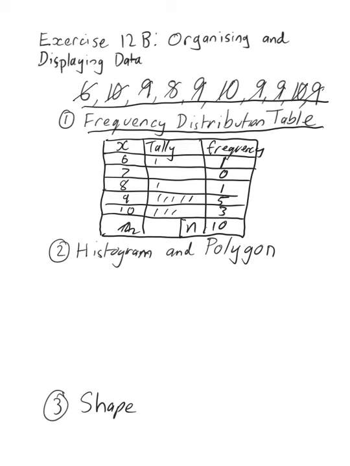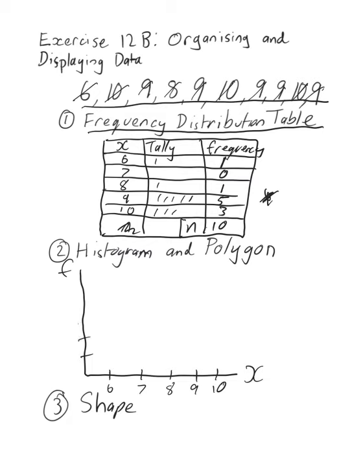Okay, now quite often we want to take this data here and display it as a histogram and a frequency polygon. I've just written the word polygon there, but it's a frequency polygon. Now this is the frequency here. This is the X score here. Our scores range from 6, 7, 8, 9, and 10. Make sure they're evenly distributed. Our frequencies go up to 5, so I'll just go 1, 2, 3, 4, 5.